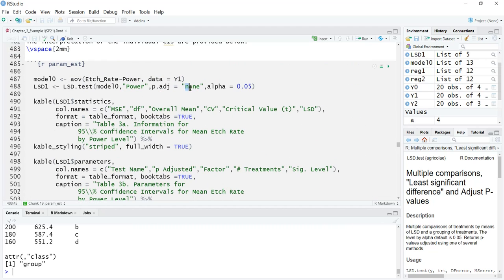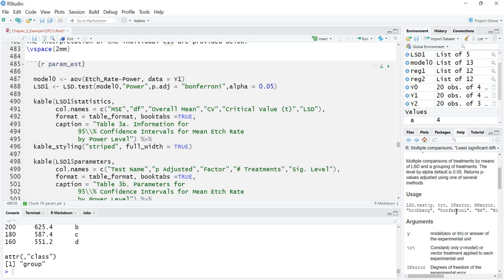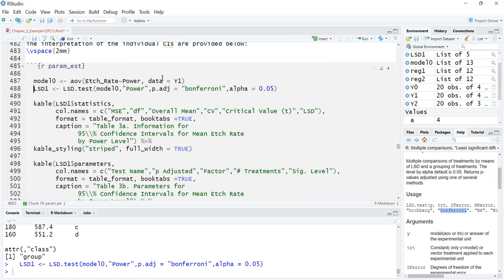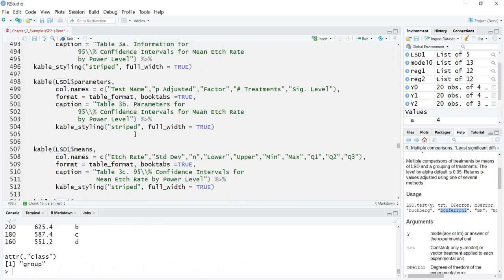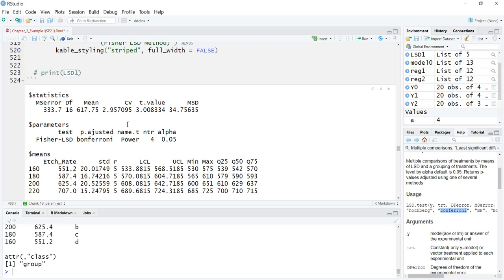Okay, so if we change this to Bonferroni, which has two R's, I believe, yeah, two R's. Okay, so Bonferroni, it's not capitalized. I'm looking at the help for this. Make sure you spell it right. So now I'm going to run it and see if I can see what's different, if anything.